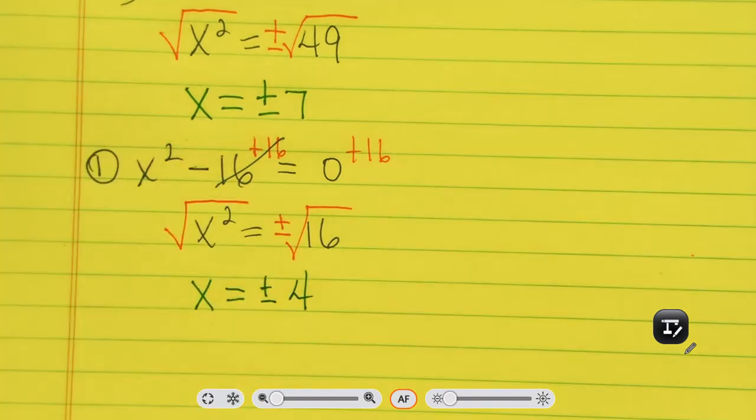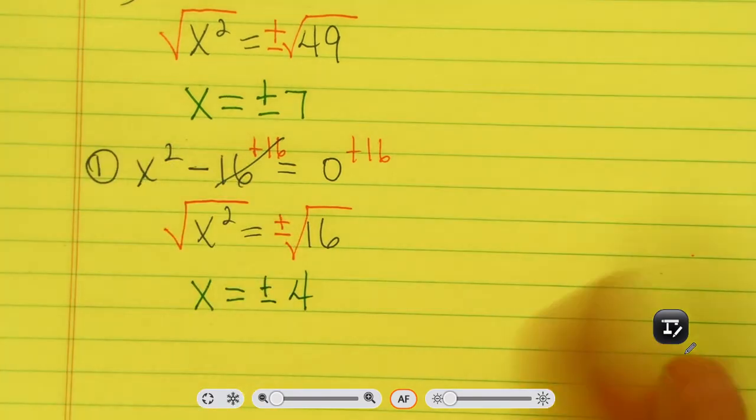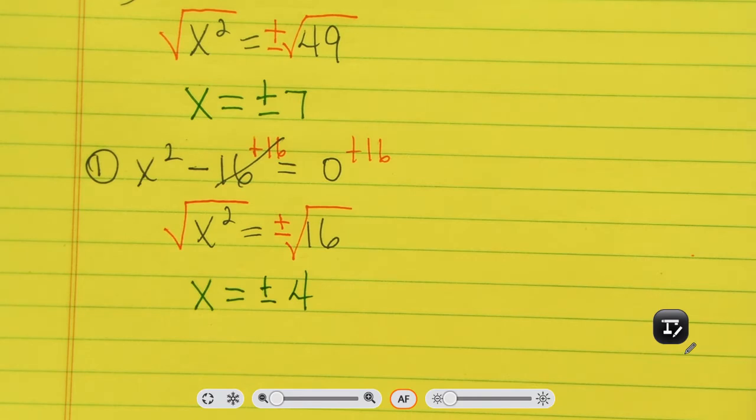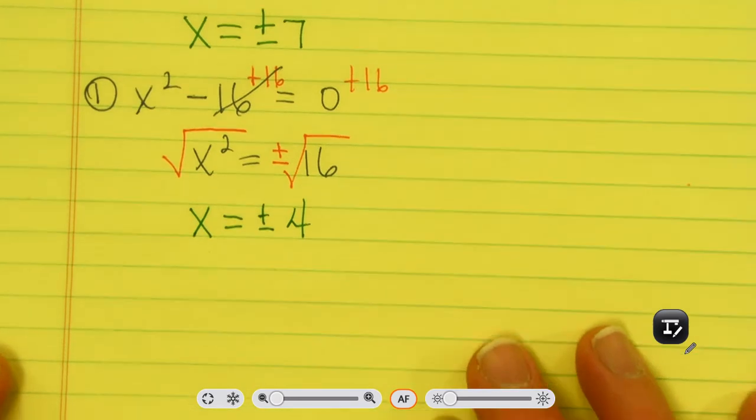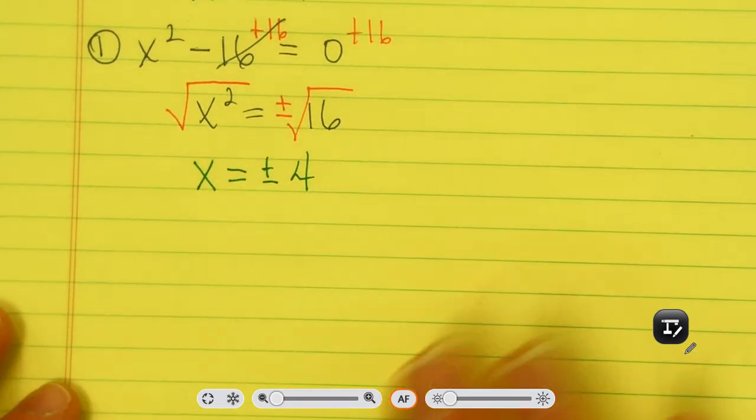Plus or minus 4. Remember, 4 times 4 is 16. So the square root of 16, that number we want, is 4, because 4 times a positive 4 is 16, or negative 4 times a negative 4 is 16. Look at number 3.